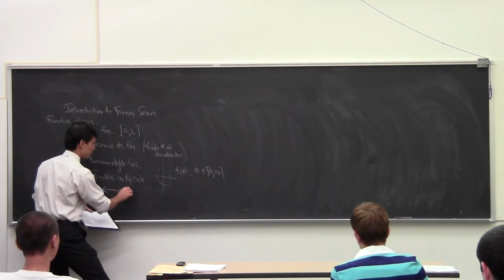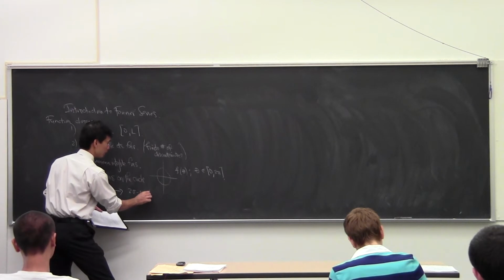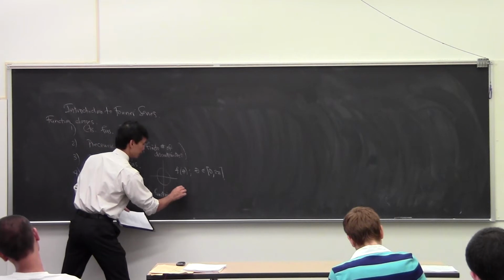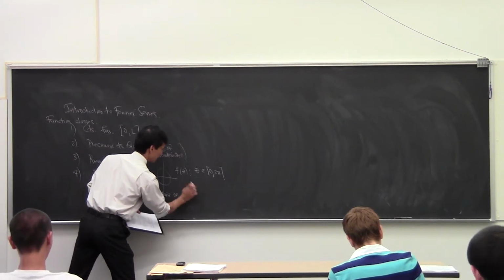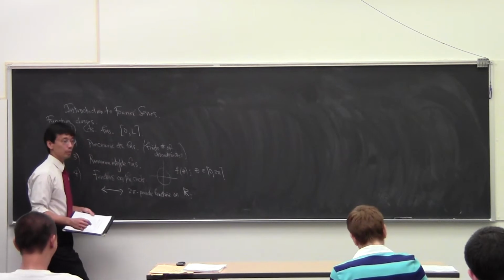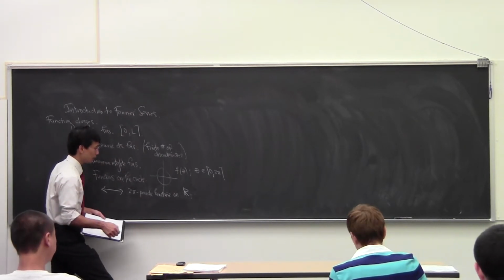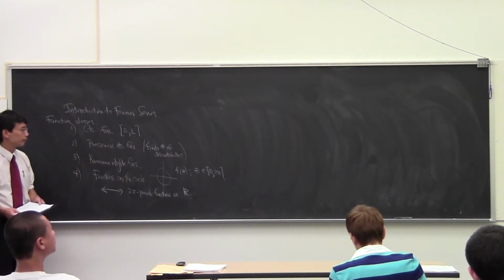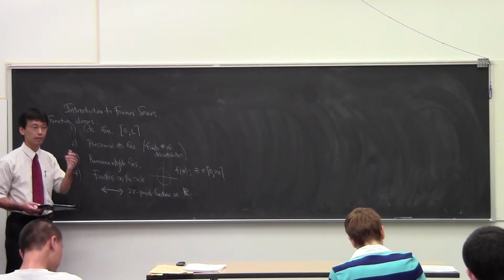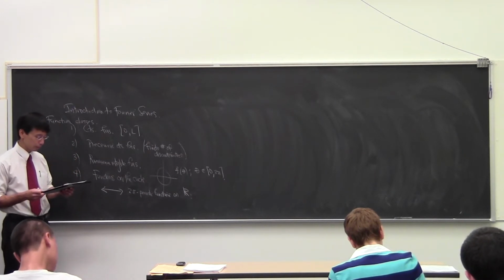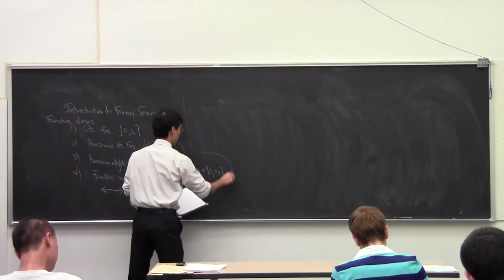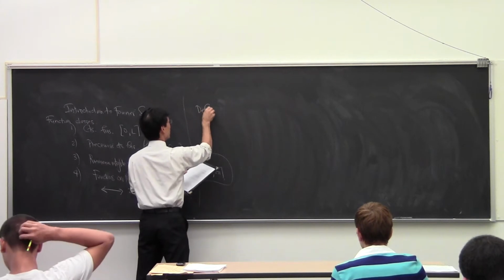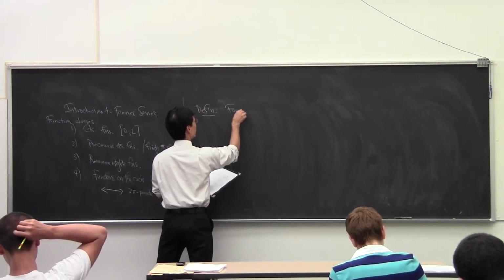And so we identify those with 2 pi periodic functions on the real line, 2 pi periodic functions. So those are classes that you should be familiar with. And now we give our main definition, that of the Fourier series.